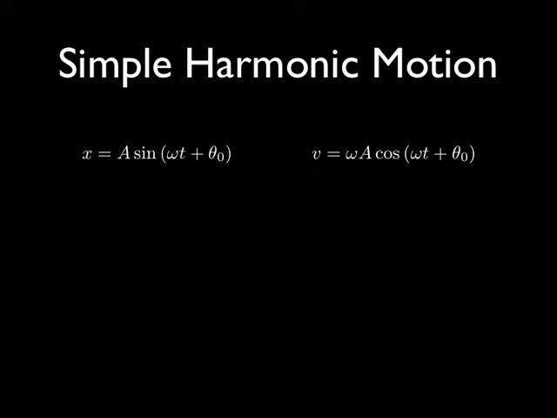Let me just point out that what this means is the maximum position that I will have, x max, is A, which makes sense. That's what the amplitude is, after all. And the maximum velocity I will have is where the cosine goes to 1, and that's omega times A. So v max equals omega A.